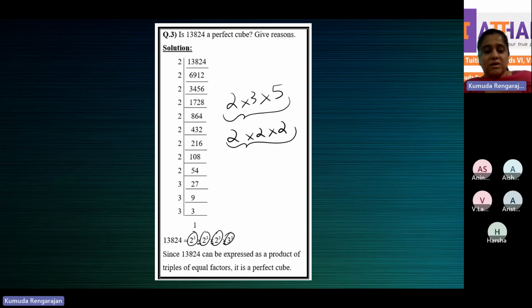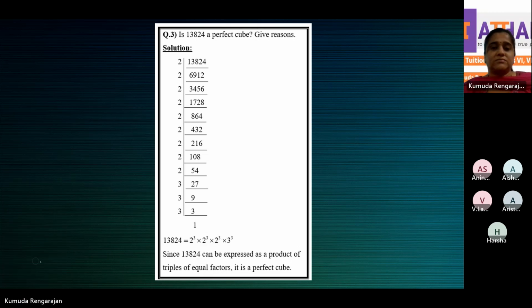So that's what you see here. Because this number can be expressed as a product of triples, not just triples, triples of equal factors. You can even say equal prime factors. It is a perfect cube. You can mention equal prime factors here. Therefore, it's a perfect cube. Is this okay, children? All right.